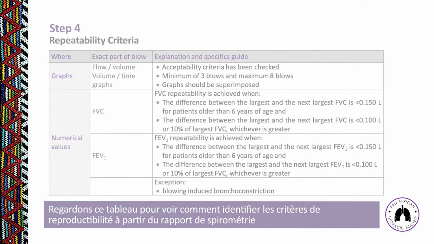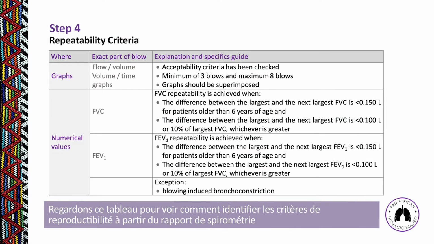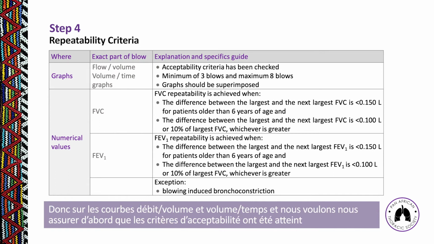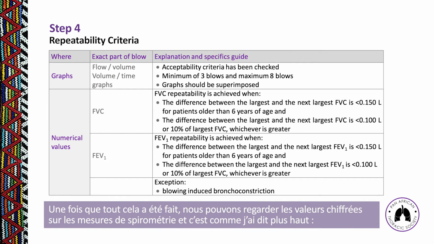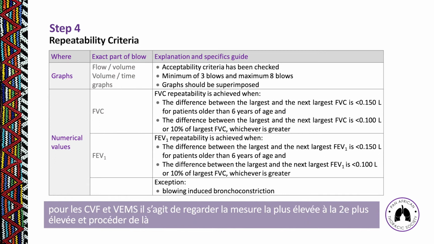So let's just look at this table to show us how we actually assess repeatability on the spirometry report itself. So where we can see the graphs, we look at the flow volume and volume time graphs, and we want to be sure that first of all, acceptability criteria has been met. Secondly, there must be a minimum of 3 blows. And lastly, ideally the graphs should be superimposed. Once we've established that that's been done, then we can go and look at the numerical values on the measurements of spirometry. And again, exactly as I said, FVC repeatability is then assessed by looking at the highest to the next highest FVC and the highest to the next highest FEV1.